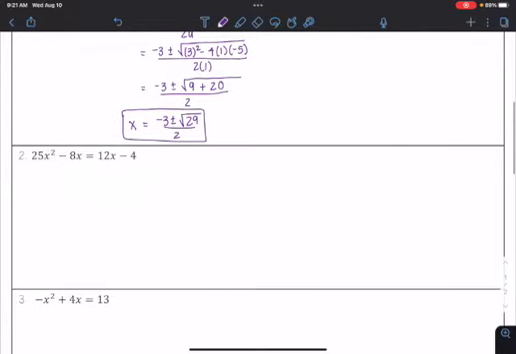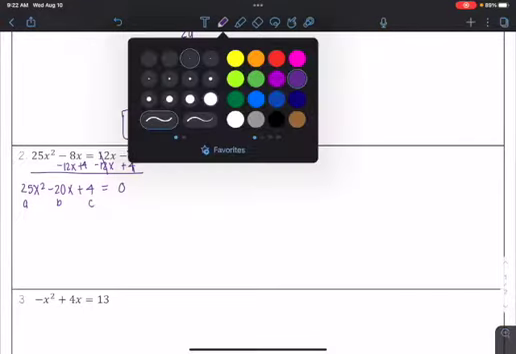Okay, let's look at number 2. I have 25x squared minus 8x equals 12x minus 4. Here I see this is not in standard form, so my first step is to put this into standard form. So I'm going to subtract 12x from both sides and add 4. When I do that, I get 25x squared minus 20x plus 4 is equal to 0. Now I'm going to label my a, b, and c. My a here is 25. My b is negative 20, and my c is 4. So I'm going to plug that into my formula.